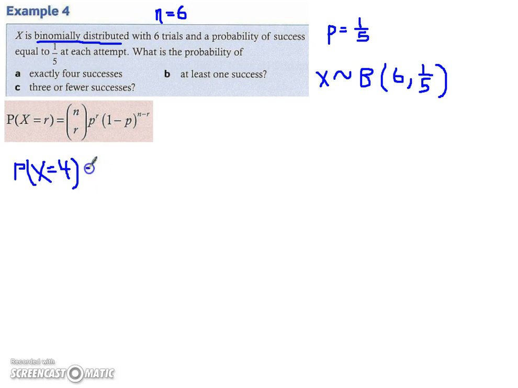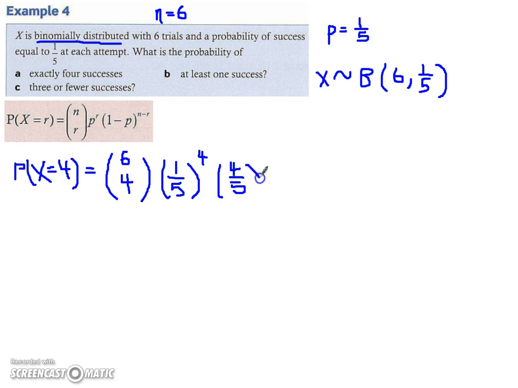It is simply equal to, my n is 6. My r in this case is 4. Probability of success is 1 over 5, so let me write that down: 1 over 5 to the power of r. My r is equal to 4. And the probability of failure is 1 minus 1 over 5, so that's 4 over 5, 4 over 5 to the power of n minus r, which is 6 minus 4. So that's 2. Then you can just put that in your calculator.